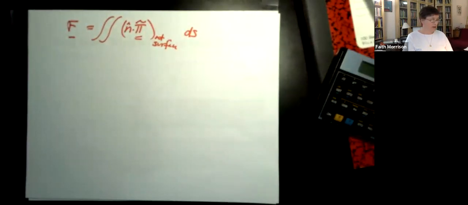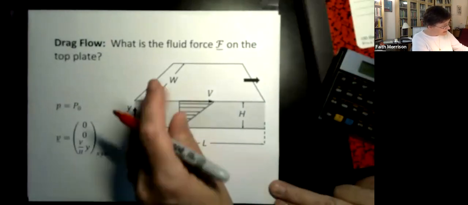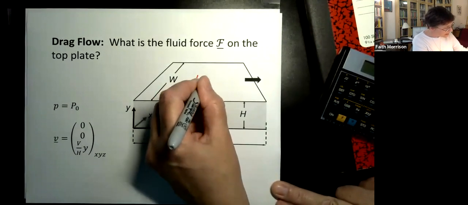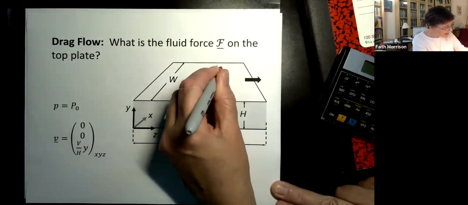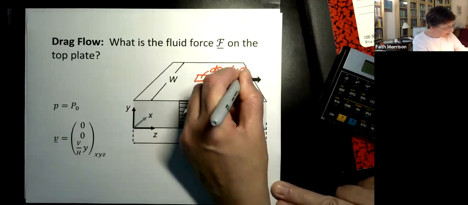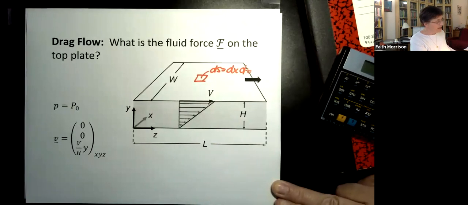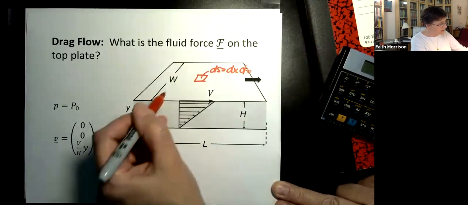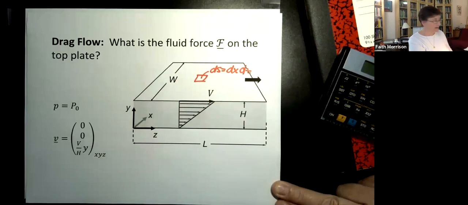Let's go back and take a look at the geometry so that we can identify dS. This is the surface we're asking about the force on. So we're going to draw a little square in sort of 3D here. This is an xz plane, so dS is equal to dx dz. X goes from 0 to the width, 0 to W, and z goes from 0 to L to span the entire extent of the top.